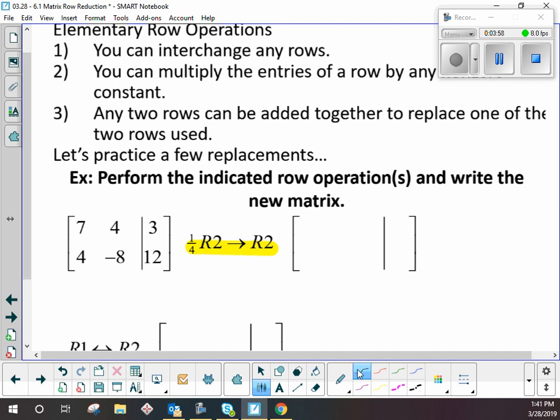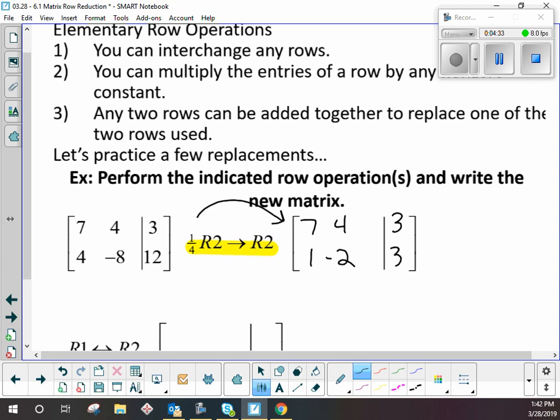So row 1 is going to stay the same. And then we're taking 1/4 of everything in row 2 for no real good reason other than we can, and we're just practicing. So 1/4 of 4 is 1, 1/4 of -8 is -2, and 1/4 of 12 is 3. So we went from here to here, and now we have this new matrix. Okay, that's just trying to illustrate that you can do any math operation you want on any row and make a new row from that math.